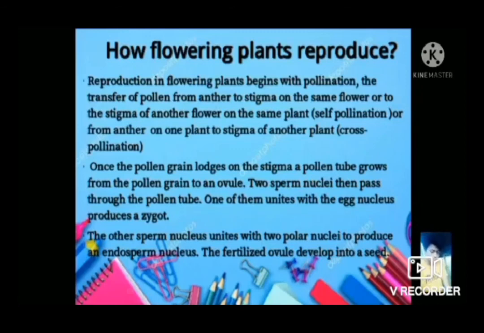So there are two chief kinds of pollination. First, self-pollination, the pollination of a stigma by pollen from the same flower or another flower on the same plant. The second one, cross-pollination, the transfer of pollen from the anther of a flower of one plant to the stigma of the flower of another plant of the same species.